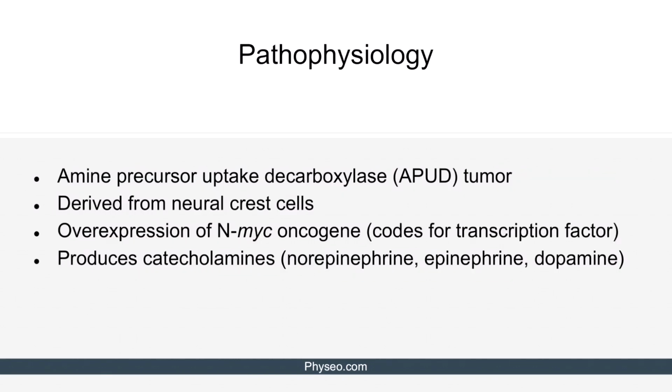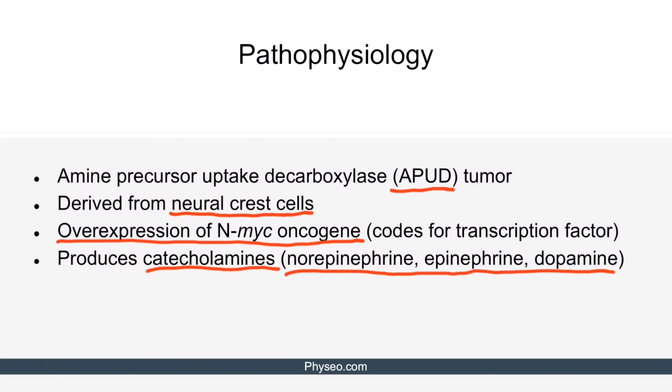Now let's discuss the pathophysiology. It's classified as an amine precursor uptake decarboxylase tumor, or APUD tumor. APUD is an enzyme that produces bioactive amines such as catecholamines via decarboxylation. Neuroblastoma is derived from the neural crest cells, and it's characterized by overexpression of the NMYC oncogene. NMYC codes for a transcription factor. Neuroblastoma produces catecholamines like norepinephrine, epinephrine, and dopamine.